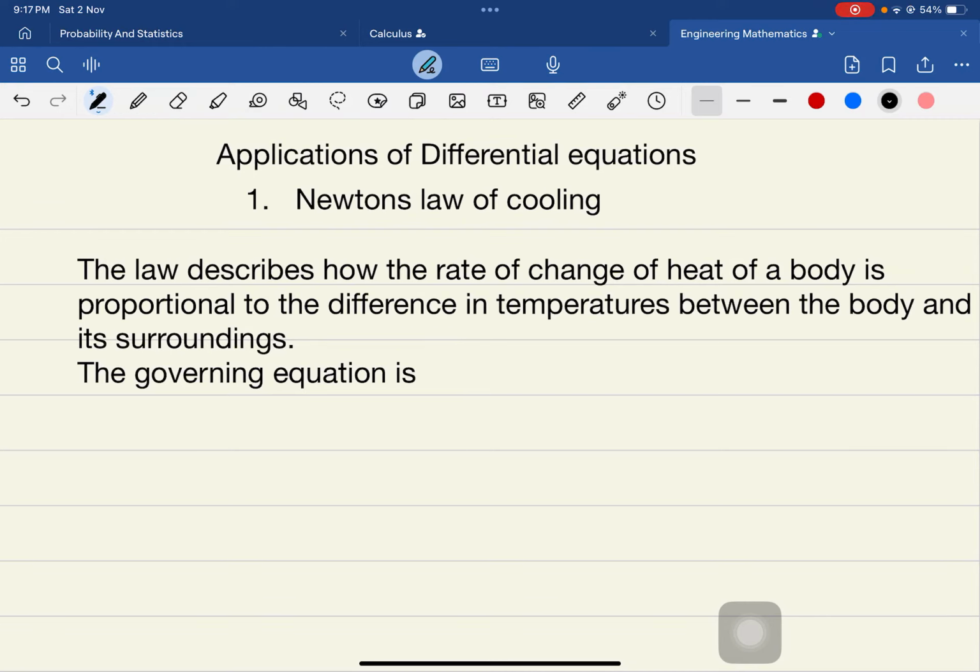Welcome, dear students, to the lecture where we have done the differential equations in the previous lectures. So, in today's lecture, I want to give you the applications of differential equations. How do we use these differential equations?